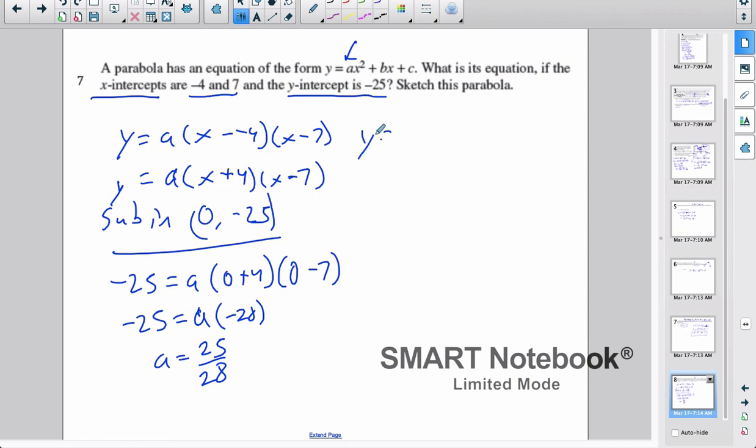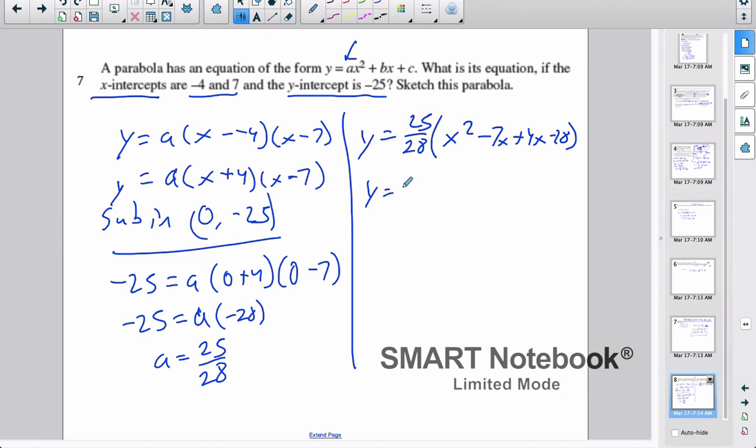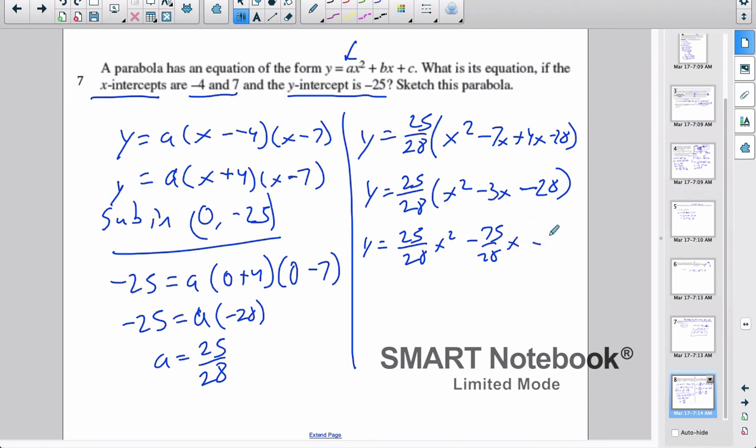This is going to be y equals 25 over 28 times (x squared minus 7x plus 4x minus 28). So y equals 25 over 28 times (x squared minus 3x minus 28). So y equals 25 over 28 x squared, then times 3, so that's going to be 75 over 28 x. And here, last one, the 28s cancel, so this is going to be minus 25, which makes sense because our y-intercept is negative 25, and that equals this value in standard form.